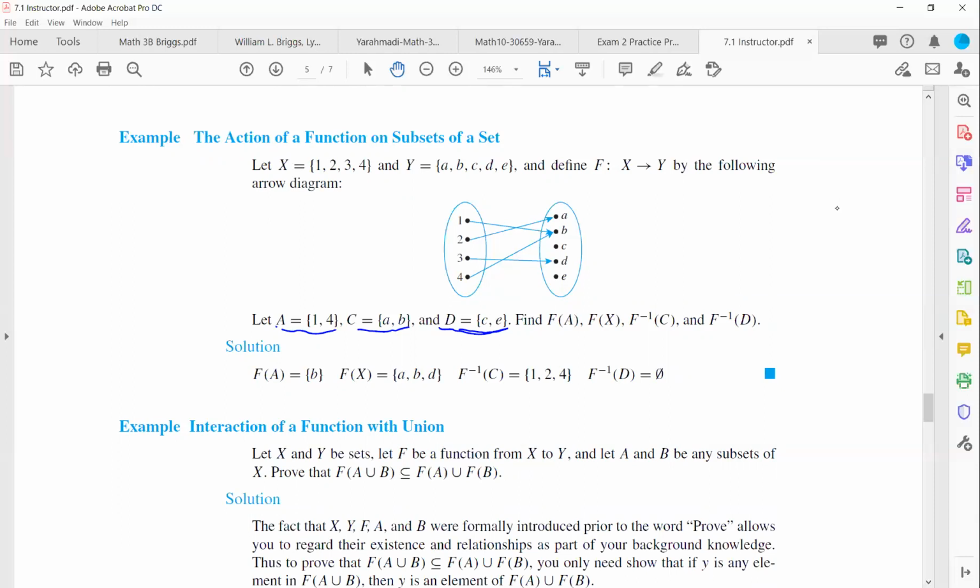Now, C as a subset of Y, the inverse image of C. C is a and b. a is mapped from 2, b is mapped from 1 and also 4. So the inverse image of C includes 3 elements: 1, 2, and 4. Take a look at D. D includes c and e. c is mapped from nothing. e is mapped from nothing. So the inverse image of D is empty.